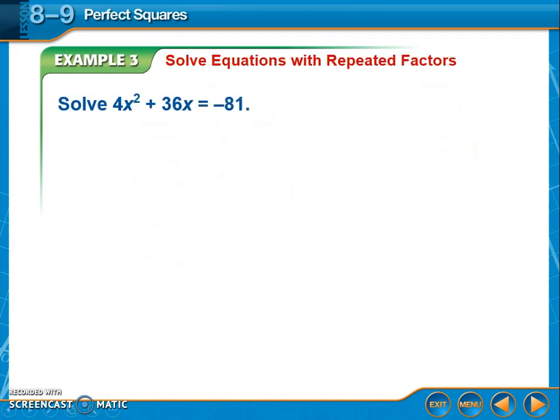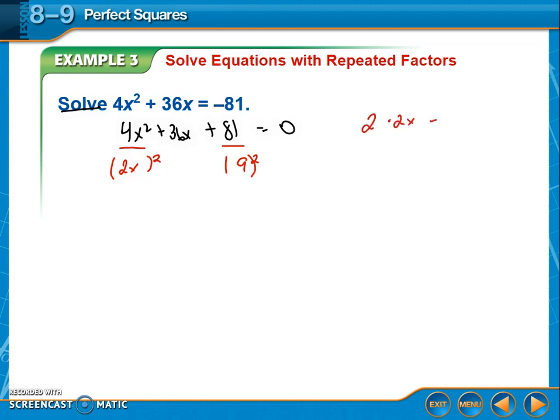For this one, I want to get everything equal to 0. Anytime you see the word solve, you should be thinking get it equal to 0. So 4x squared plus 36x plus 81, moving it over, equals 0. Now looking at the first term and the last term, they're perfect squares. 4x squared is the same thing as (2x) squared, and 81 is the same thing as 9 squared. So I want to see if I can do 2 times 2x times 9 and get 36.